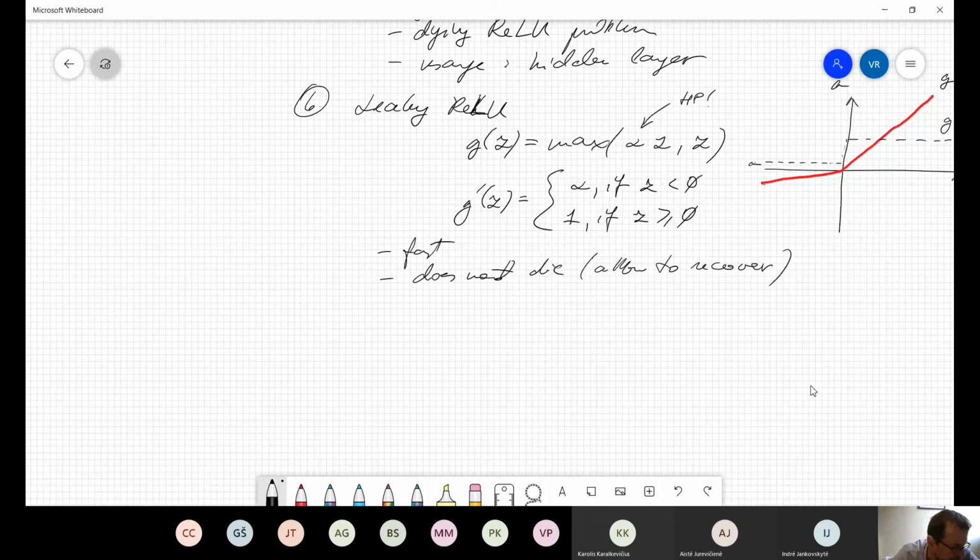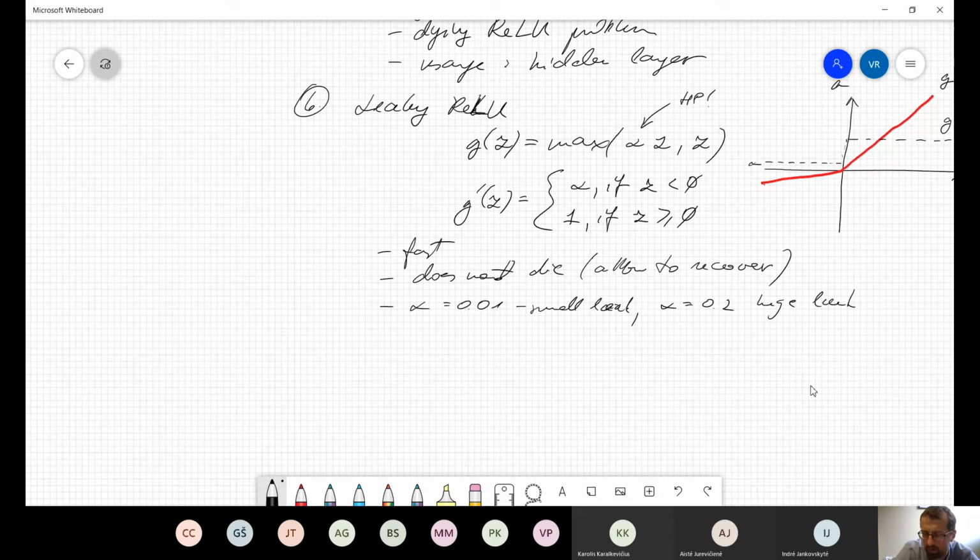Basically, what more is there to say? Alpha equal to 0.01 is a small leak, and you can go with the default parameter. Alpha equal to 0.2 is a huge leak. So this is a hyperparameter where you can go with the default, but for more complicated tasks you need to monitor what is actually happening.